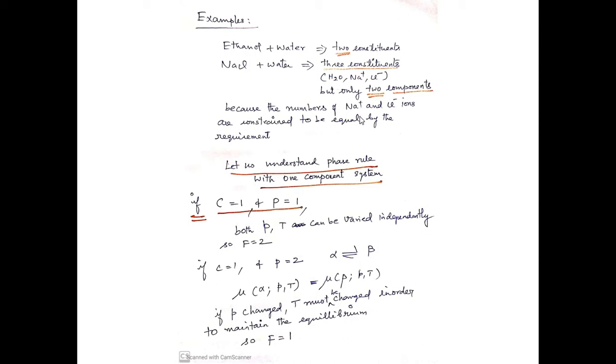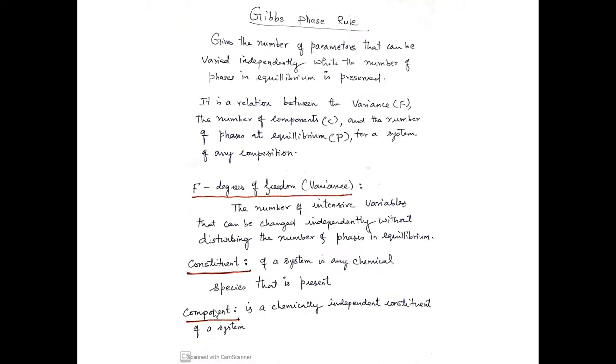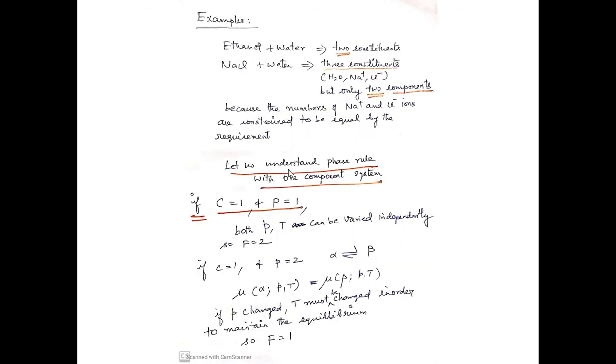Now, going back: what is a component? It's a chemically independent constituent of a system. Because if we know sodium plus, I know how many chloride ions there are. So they are dependent on each other, and knowing any one of them is enough to understand the system.